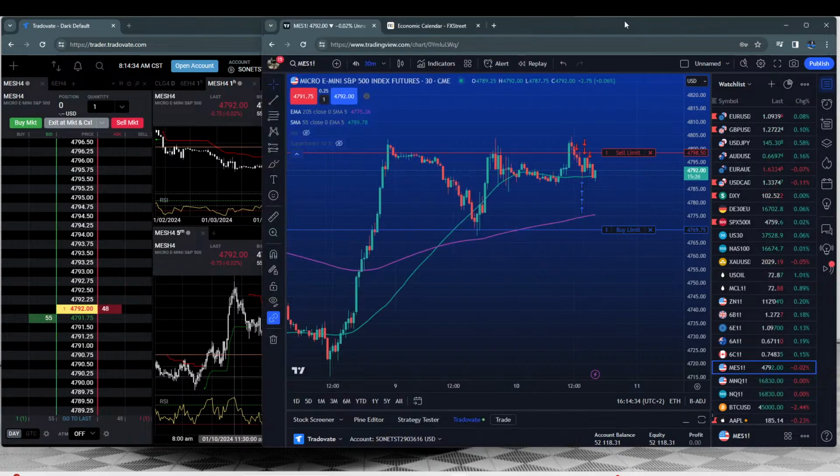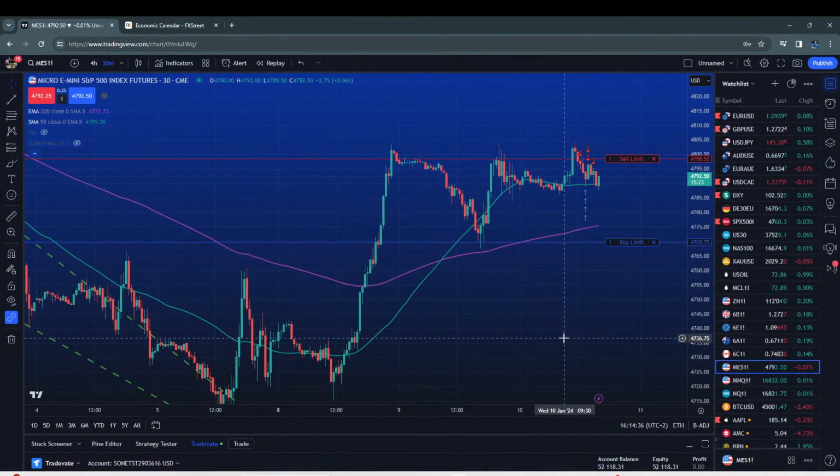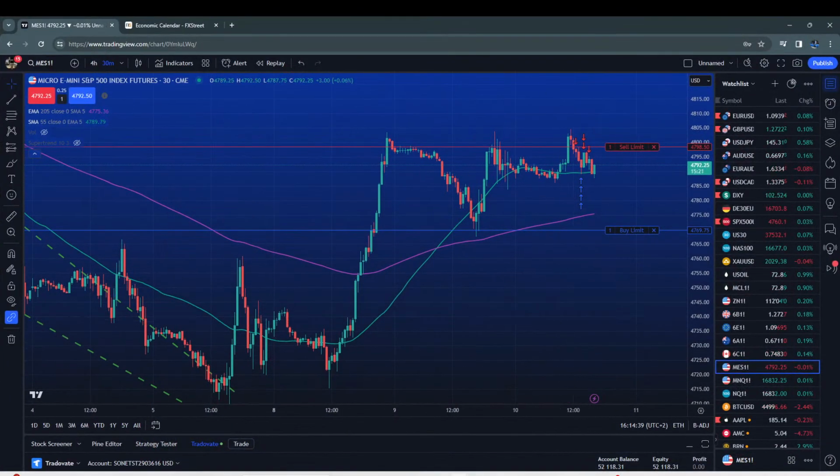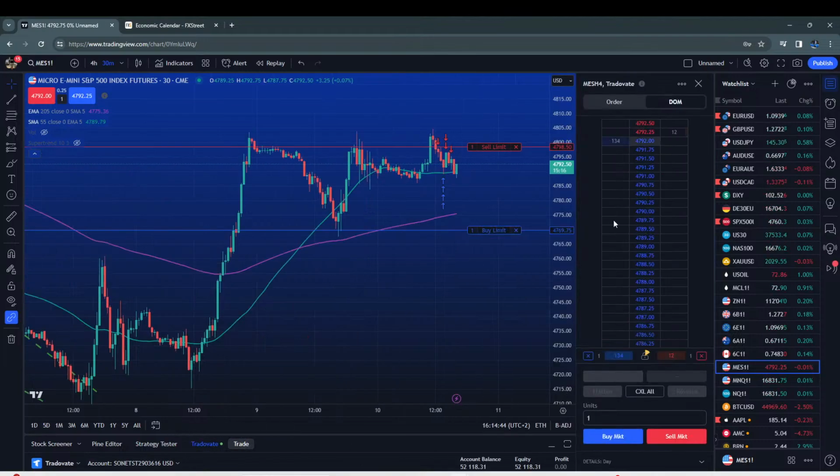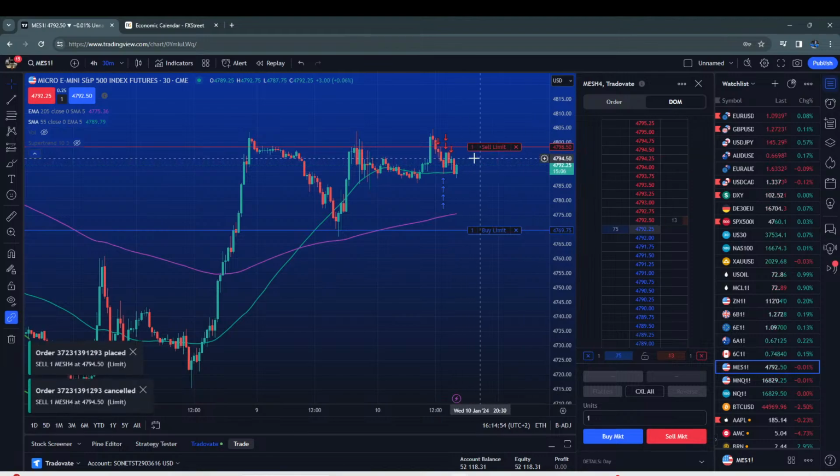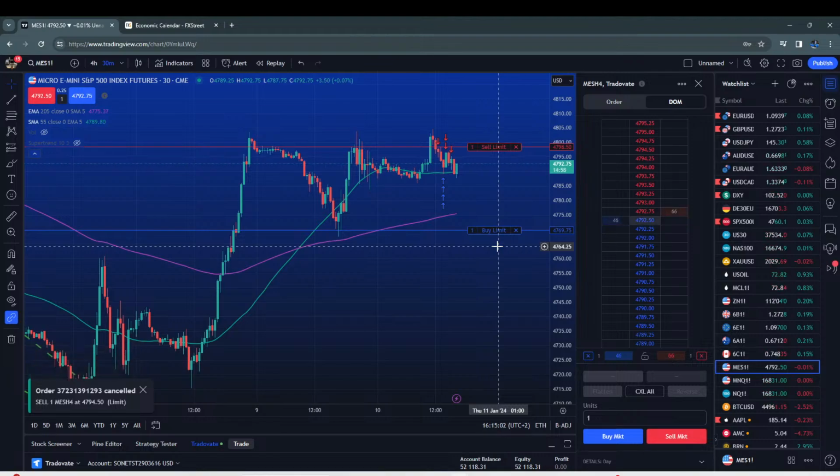Here is the usual TradingView. Also I have connected Trade8, so we can see this is live right now. I can place orders. Okay, cancel them. I already have placed some levels that I'm watching for the opening in exactly 15 minutes. So get your coffee. We are starting.